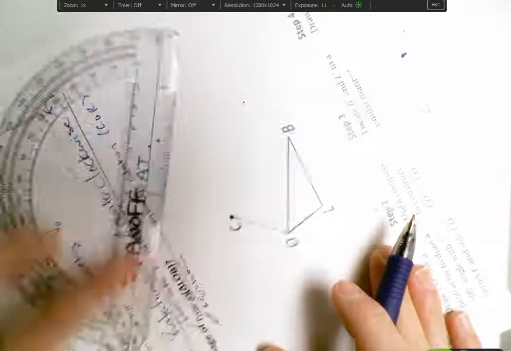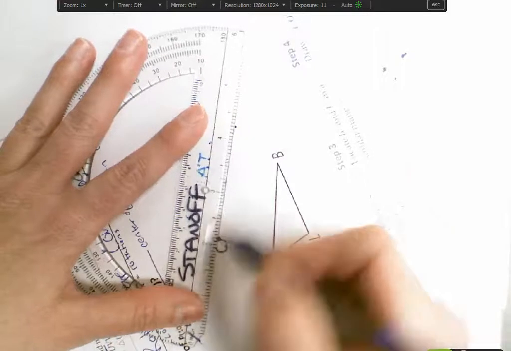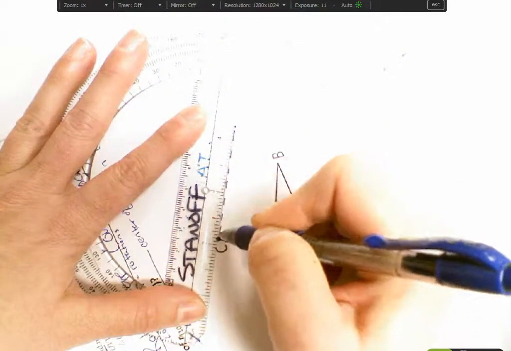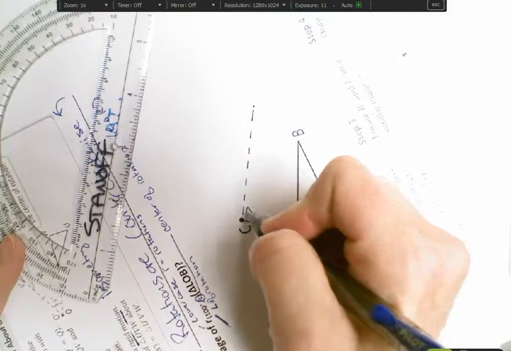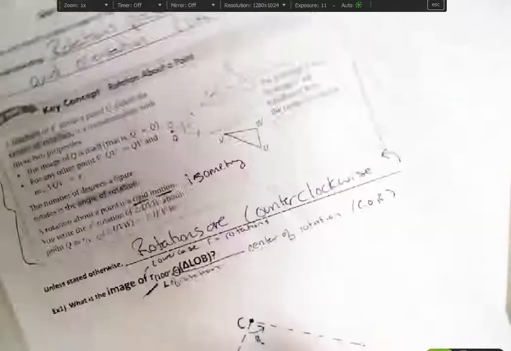Again, none of this is used to make my new triangle side, so I'm going to dash it in. It just gives me the rotation line where I know my new prime vertex is on. So this becomes 100 degrees. Okay, so we just found our 100 degrees.